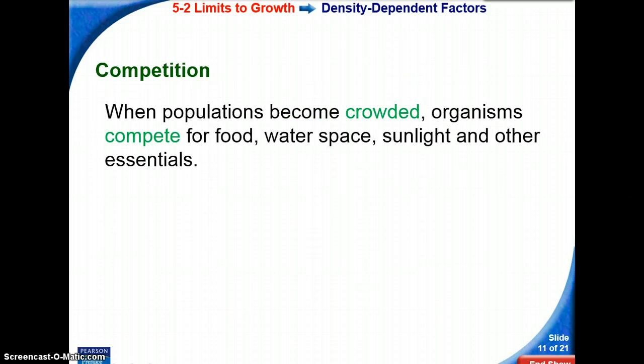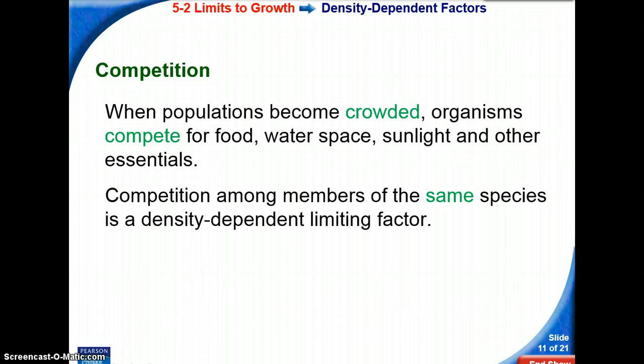Competition is the first density dependent limiting factor that we have. What happens is when a population becomes crowded, organisms start to compete for food, water, space, sunlight, and other essentials. So they start to compete for those resources. Competition among members of the same species is a density dependent limiting factor.